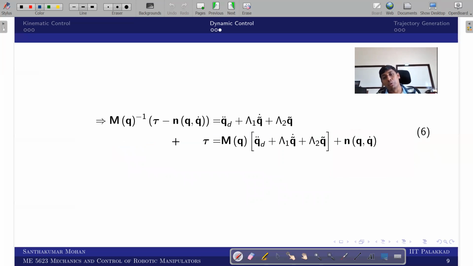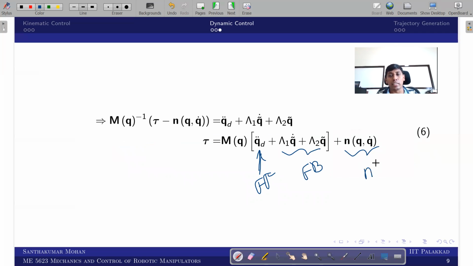So now what does this look like? You can see there is a feedforward term and there are two feedback terms, and you can see that the nonlinear cancellation is there, in the sense of the nonlinear term. So this is what we call computing. Earlier, what we called a computed velocity control; now this is computing torque, because most of the conventional manipulators would have rotary joints. So it is computing the torque. So this is what we call computed torque control.